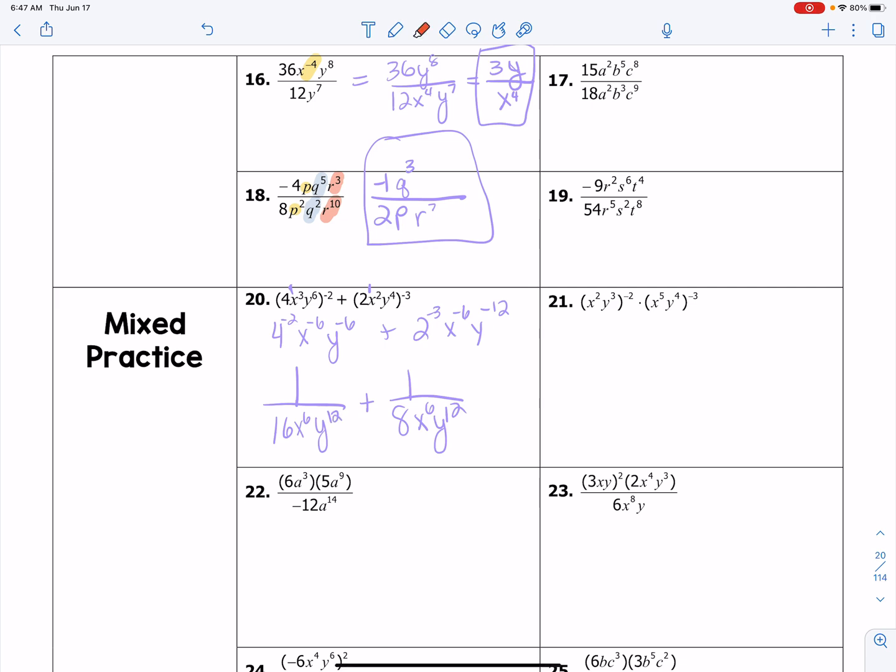Because 2 times 6 is 12. Okay, those are like terms, so you're going to add them. And you can just do the numbers in front. So you can take your calculator out and do 1/16 plus 1/8. And then it comes out as a decimal, so you can change it to a fraction. And I'll show you how. You just have to ask me if you don't know. 3/16 x to the 6th, y to the 12th.